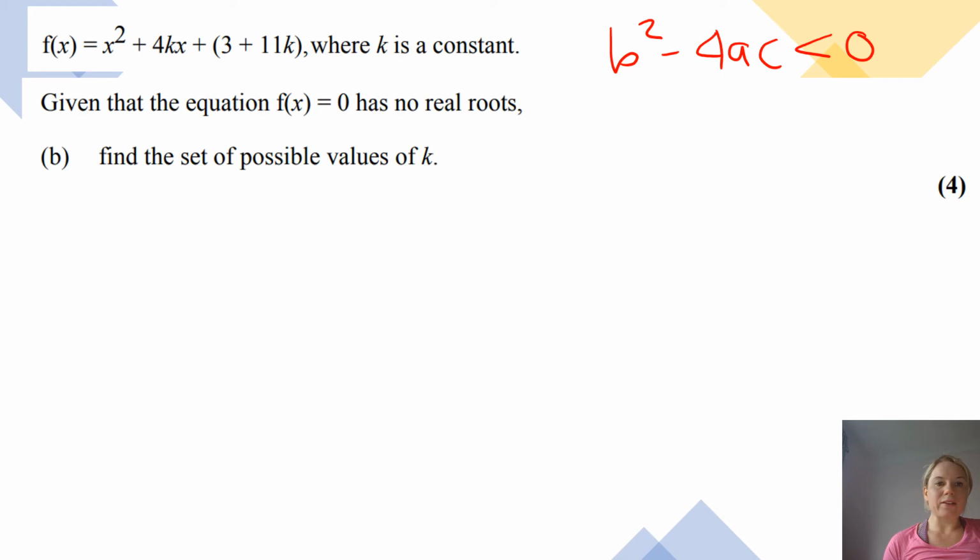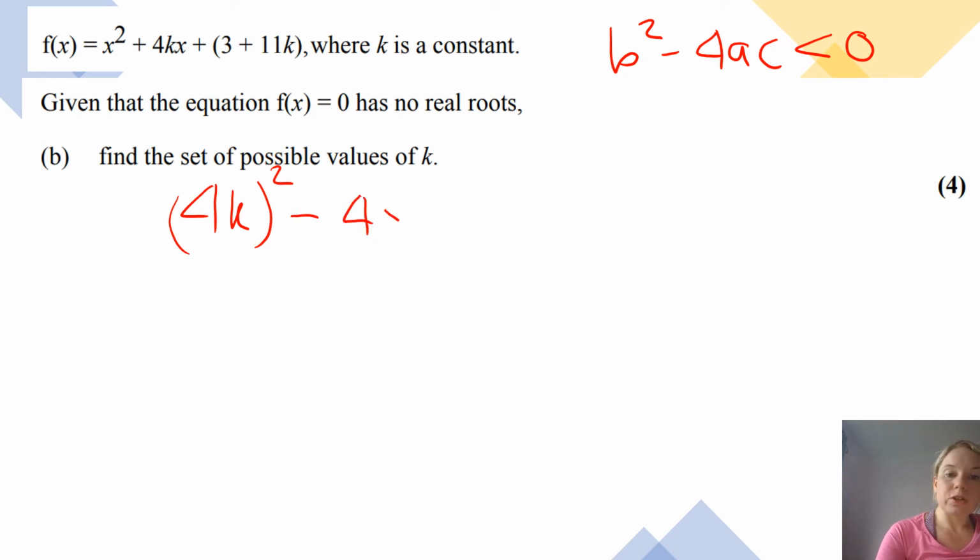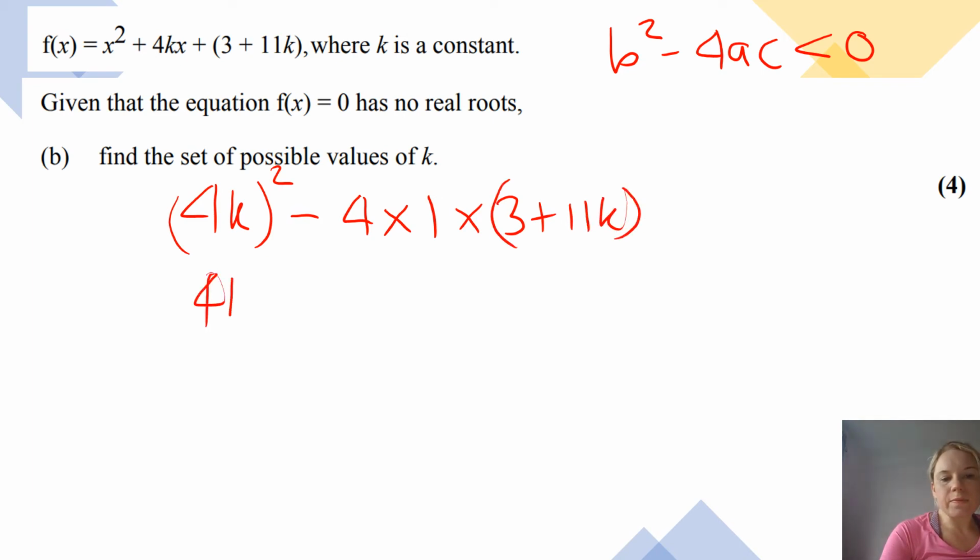Now, given that it has no real roots, let's now use this. So 4k is going to be our b value. So we would do 4k squared. Remember, you have to square both here because this is 4 times k, so you're squaring 4 and you're squaring the k as well. Okay, minus 4 times a, which is 1. Luckily it's just x squared, so it's just 1 in front of the x, isn't it? And then the c is 3 plus 11k. I'm just going to put that in a little bracket. Okay, I'll deal with that in a second.